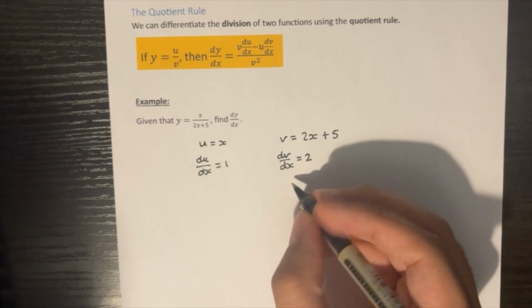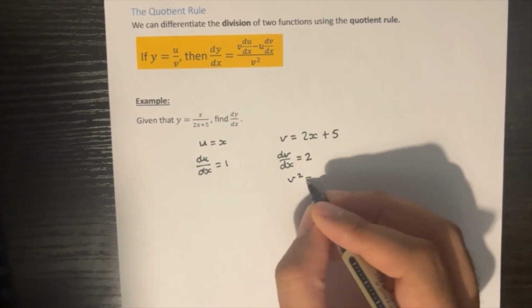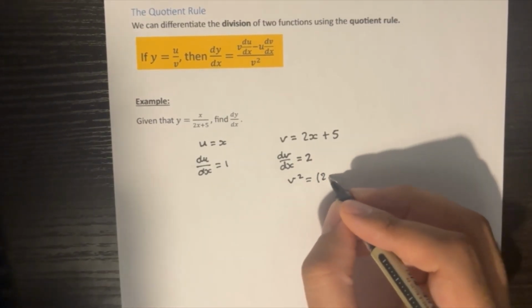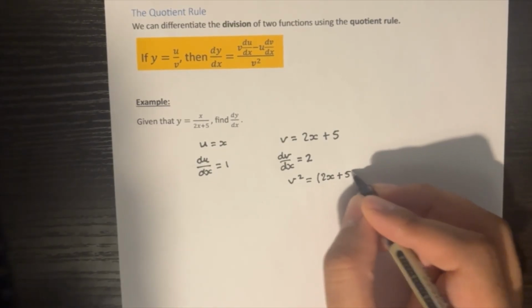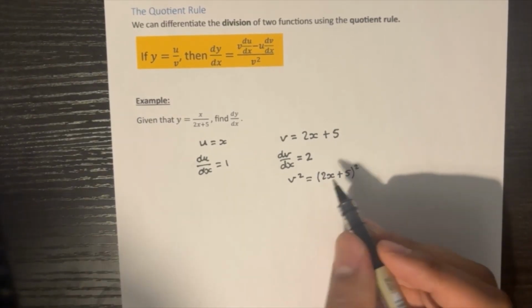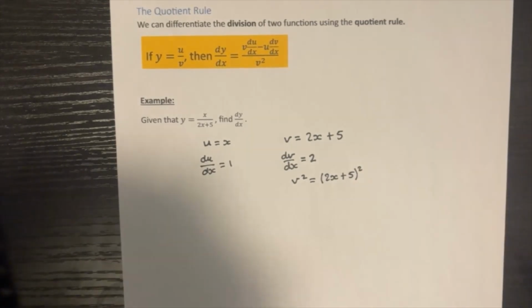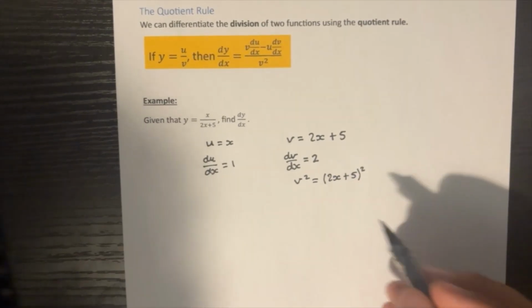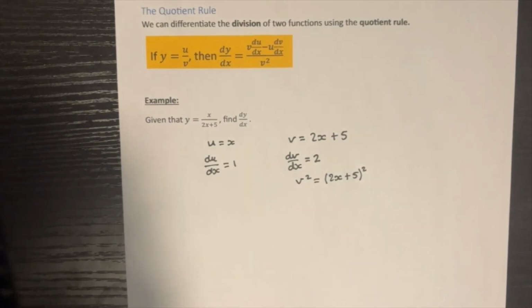Now, also in this equation, if we just go back to the rule, we have a v squared. So it's just going to be useful for us just to write down v squared. And I'm just going to leave that as 2x plus 5 in the bracket squared. I'm not going to expand that out unless there's any particular reason to, if they tell us to leave it in a certain form, etc. Otherwise, I'm just going to leave that as it is.